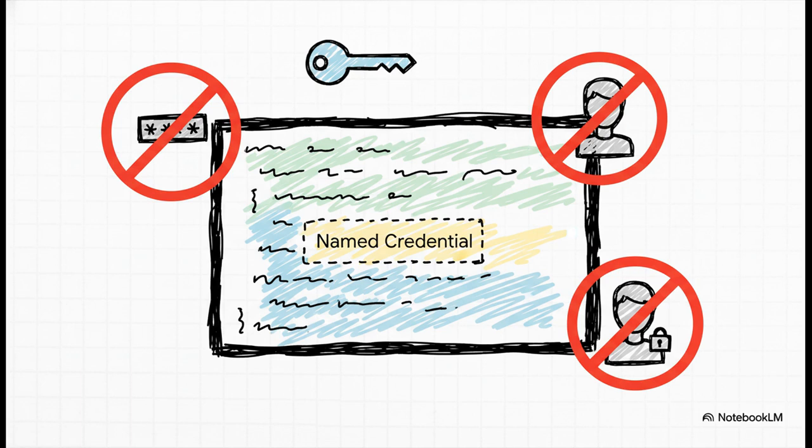This is a complete, working example. But look closely at what's not there. No usernames, no passwords, no secret API keys floating around. Just that clean, simple reference to our named credential. That's how modern secure Apex is written.